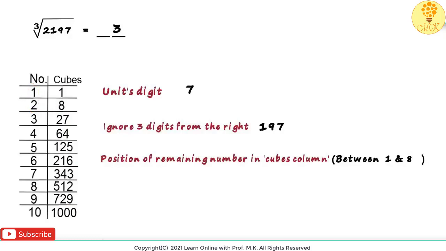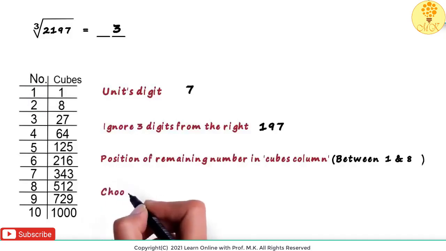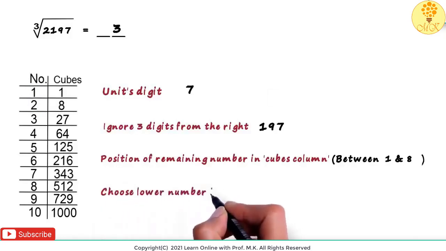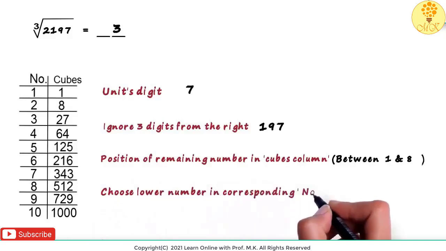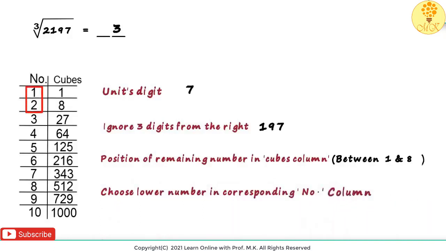The last step is very important. Now that we know where it is placed, we choose the lower number in the corresponding number column. The lower of 1 and 2 is 1. That's it. This is your tens digit. So cube root of 2197 is 13.